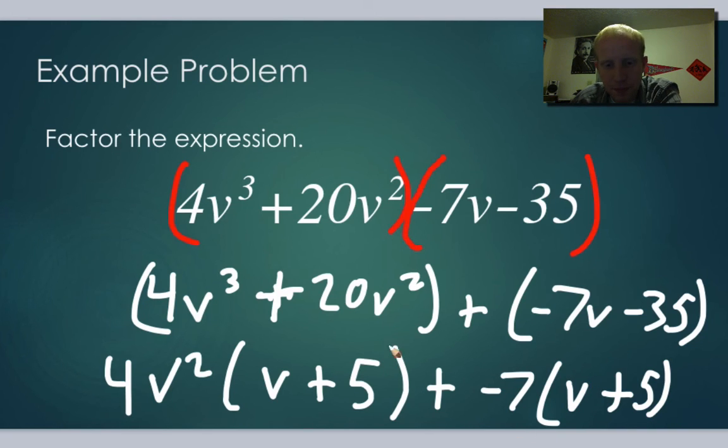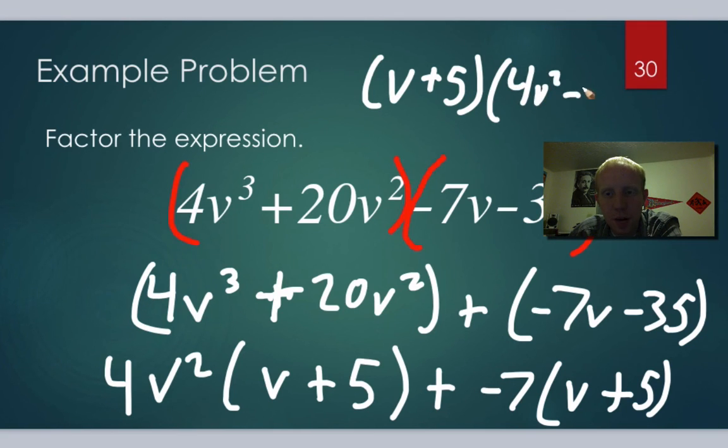So our first expression will be v plus 5, and the second one will be the stuff on the outside, so 4v squared minus 7. And there you go. There are the two factors to this long expression.